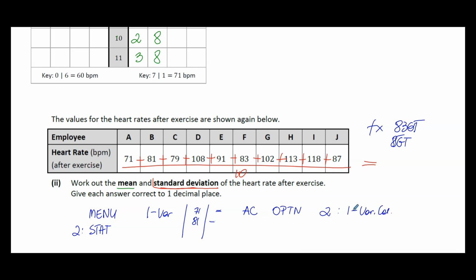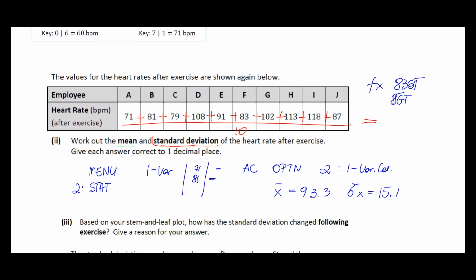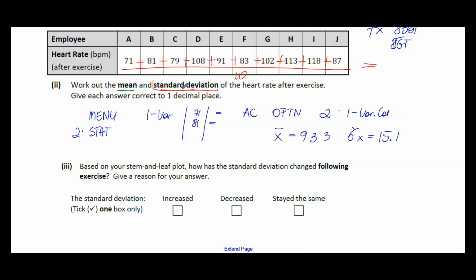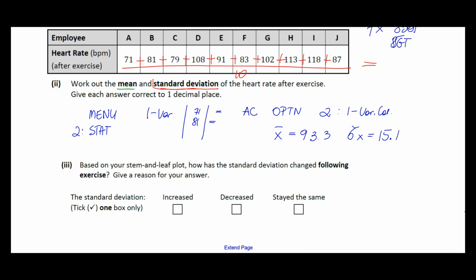When we pick 2, we're going to see a list of items, and our mean will be x with a dash above it. If we put our values correctly, we should get 93.3. And then for standard deviation, it's going to be that funny sign with x, and if we put our values correctly, it should be 15.1. But like I'm saying, everybody uses different calculators, so you need to know how to use your calculator to find those values.